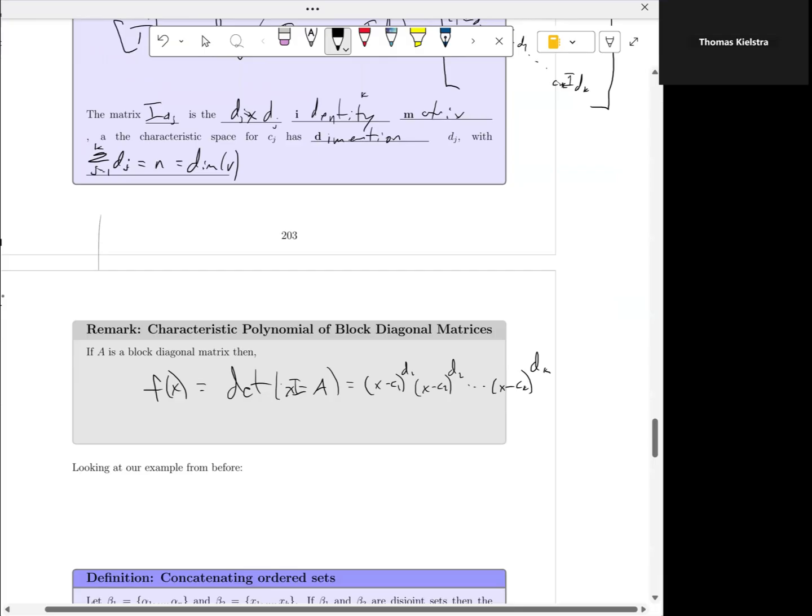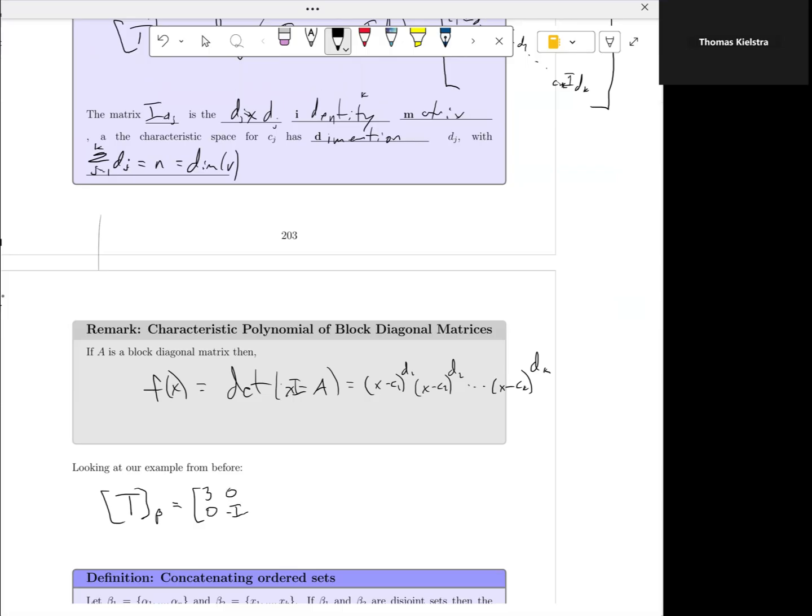And if we look at our previous example, the one that we worked on last time, we get that the matrix representation in our basis beta was 3, 0, 0 minus the 2 by 2 identity. And from here, we can see that f of x does in fact equal x minus 3 times x plus 1 squared, just like our formula tells us.